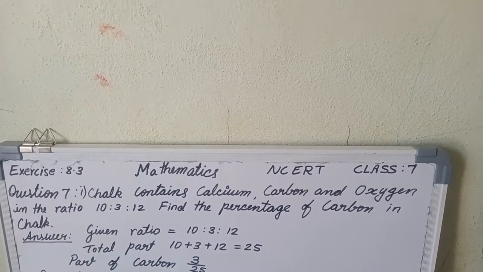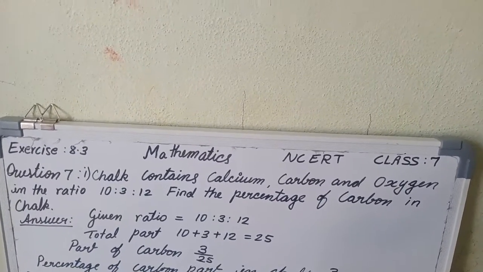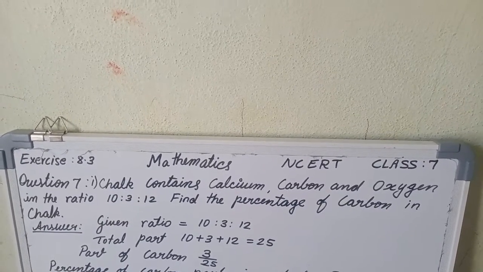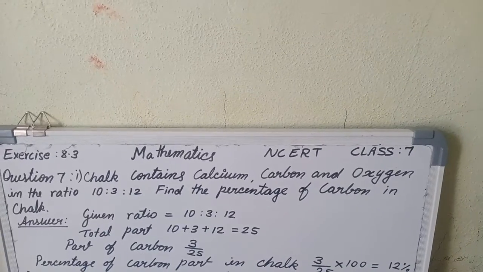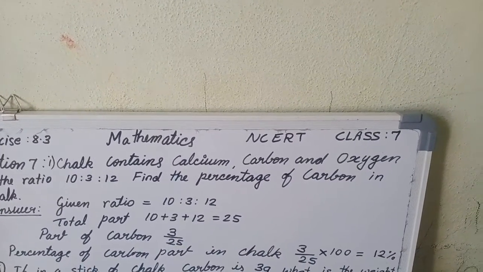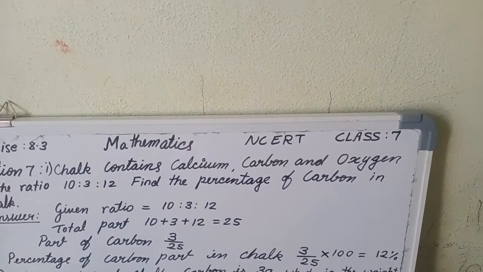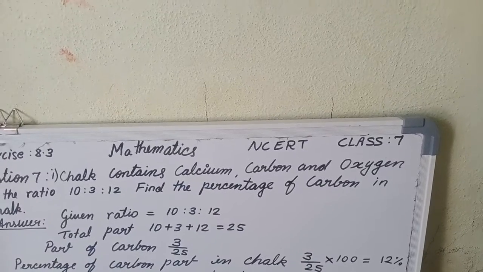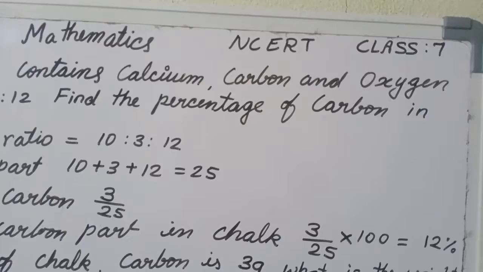Percentage of carbon. The carbon is only 3 out of 15, so we write it in the form of a fraction, 3 upon 15. Percentage of carbon part in chalk is 3 upon 15 multiplied by 100. Why are we multiplying by 100? Because to find the percentage, whenever you require any percentage, we have to multiply it by 100.